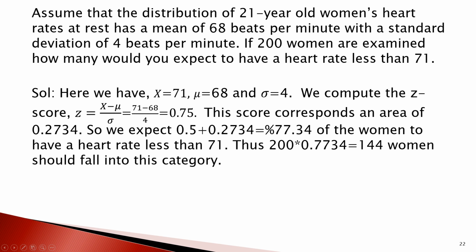So what that means is we expect 77% of the women to have a heart rate less than 71. This is the percentage. How many women did we examine? It's 200. So the answer should be 200 times 77%, which is 154. That means about 154 women should fall into that region.